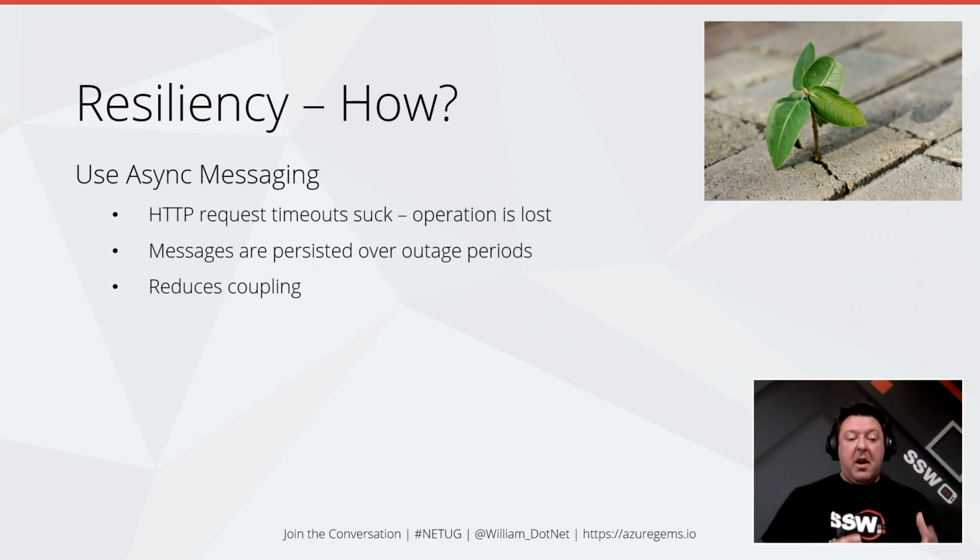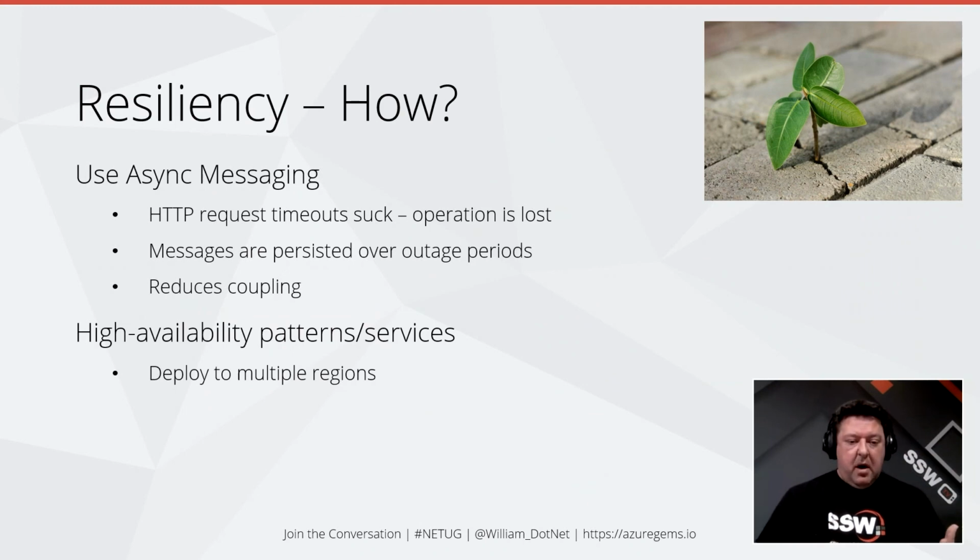And another great benefit that we'll show you shortly is that by using asynchronous messaging, we can actually decouple our applications from each other. So that dependency or tight coupling, we can get rid of that. Applications can stand on their own, and they don't really need to be concerned about any of the other applications or services around them. Now, we also can follow some high availability patterns, or even some of the services out there to help the scenario. And one of those things is we have to deploy to multiple regions. And I'll show you some really awesome examples of how to do that.